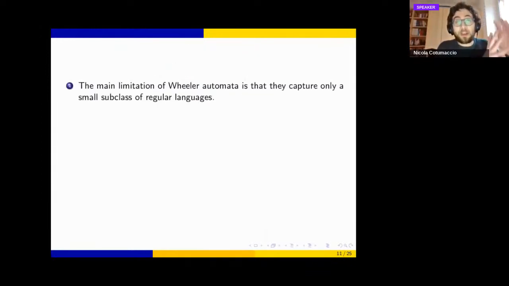But now let's try to change perspective compared to the previous presentation. In the previous presentation, we started from the Burrows-Wheeler algorithm, and we said that Wheeler graphs are a good way to capture how the Burrows-Wheeler transform works. So now let's change perspective and start from Wheeler graphs. Now it is possible to interpret every single graph as a Wheeler graph, as a Wheeler automaton.